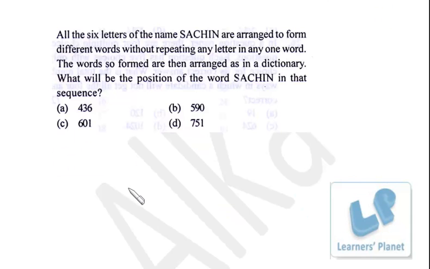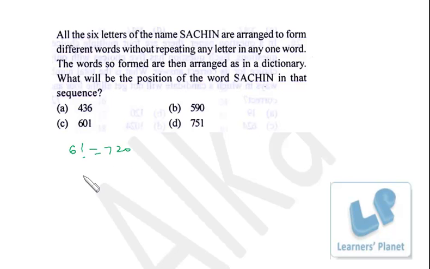Now we see this problem. All the 6 letters of the name Sachin are arranged to form different words without repeating any letter in any word. The words so formed are then arranged as in a dictionary. What will be the position of the word Sachin in that sequence? Now there are 6 letters, right? So obviously the total number of words, meaningful or not, will be 6 factorial, that is 720, right?